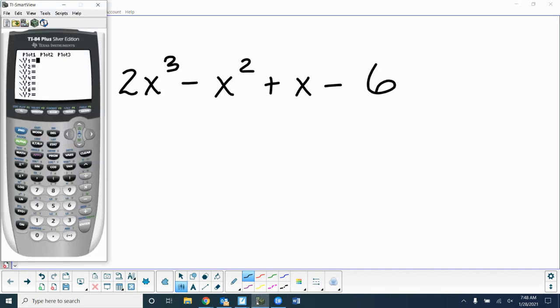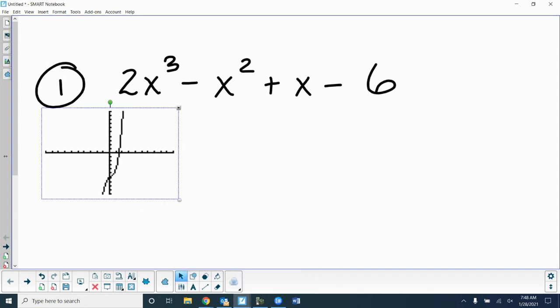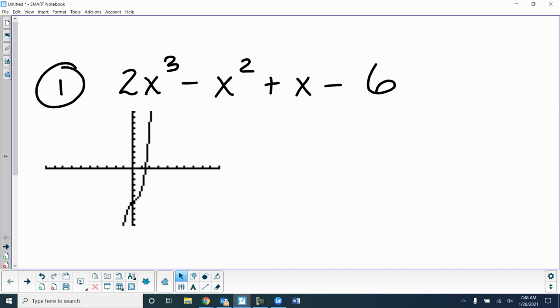So again, hit y equals and then put it in there, 2x cubed. How many zeros am I thinking I should see? 3, right? But we only see 1, right? So what's that telling you? If you only see 1, there's 2 imaginary ones, yes. Okay, so we're going to have to do a little work to find the other 2.